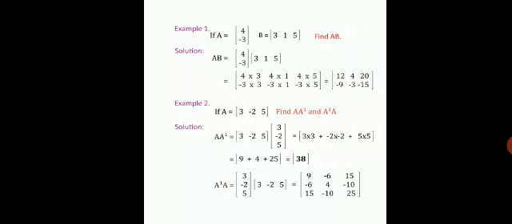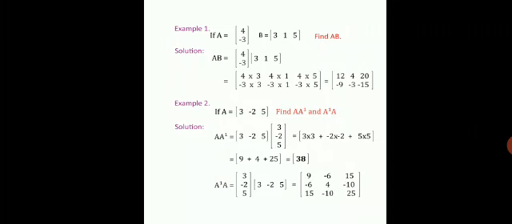That is your A into A dash answer. Now, the second part of the same question, A dash into A. The transpose of A, A dash, is 3, minus 2, 5 as a column matrix, and write A as it is, which is equal to, here the order will be different. First row, first column is your first element, that is 3 into 3, 9. First row, second column is the second element of the first row, that is 3 into minus 2 is minus 6, and the third element is 3 into 5, that is 15.